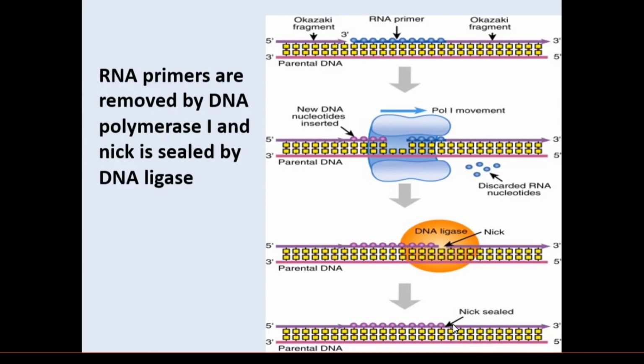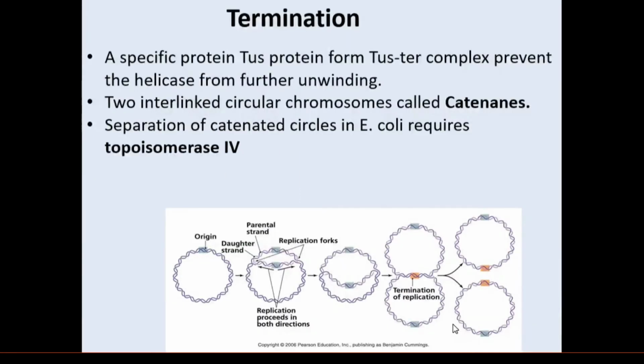Termination. A specific protein, TUS protein from the TUS-TER complex, prevents the helicase from further unwinding. In the picture, you see that the two replication forks of the circular E. coli chromosome meet at the terminus region containing multiple copies of the TER sequence.